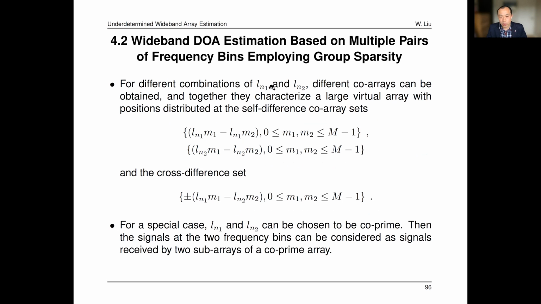For different combinations of L_n1 and L_n2, different coarrays can be obtained, and together they characterize a large virtual array with positions distributed at the self-difference coarray sites and the cross-difference coarray sites. This is the self-difference coarray, and this is the cross-difference coarray. In a special case, L_n1 and L_n2 can be chosen to be co-prime. In that case, the signals at the two frequency bands can be considered as signals received by two subarrays of a co-prime array.